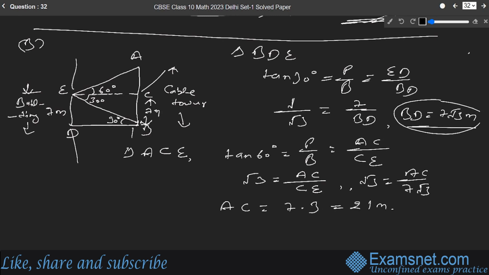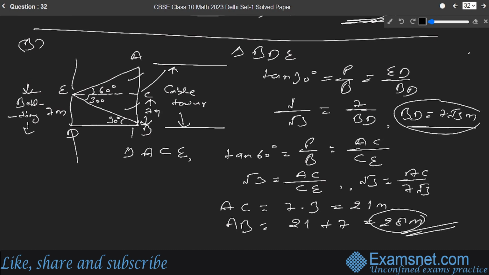Here we can find out AC is equal to 7 into 3, that is nothing but 21 meter. And we are supposed to find out the whole height of the cable tower. So that will be AC plus the 7-meter high building. So the complete height, that is AB, is nothing but 21 plus 7, that is going to be 28 meter, and that is the final answer. Height of the cable tower is 28 meter.